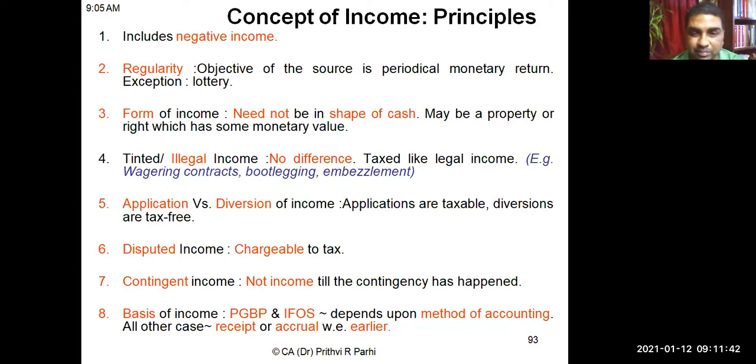Now, one more thing we have to understand is the concept of application versus diversion of income. Friends, applications are taxable, diversions are tax-free. Application means you voluntarily apply your income for certain purposes. Diversion means before income comes to you, it gets diverted. Are you getting the difference? I think I need to explain this concept. What is application? What is diversion? Let us take an example.